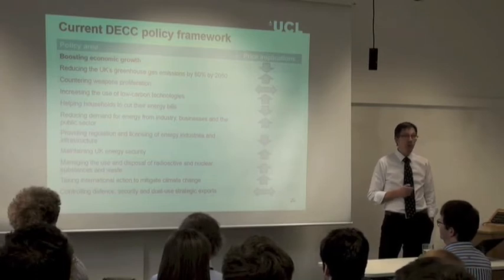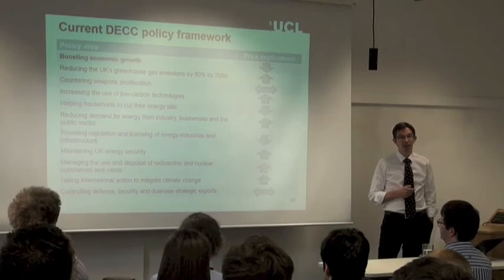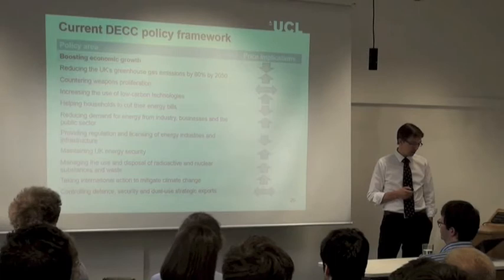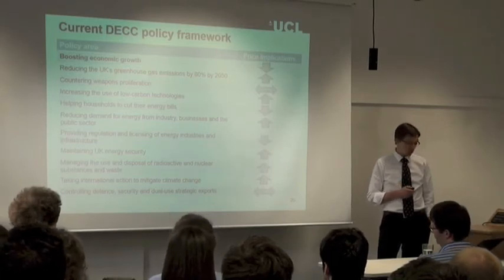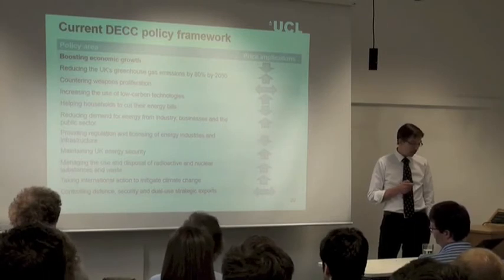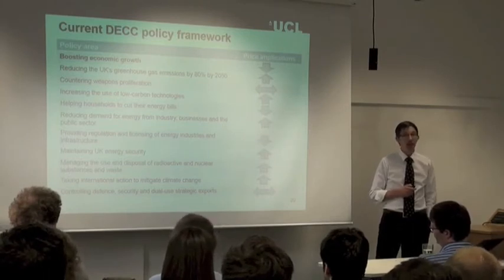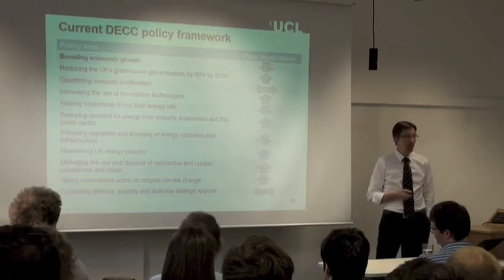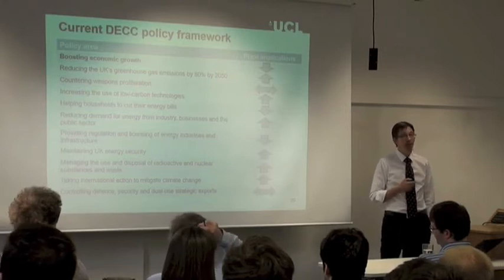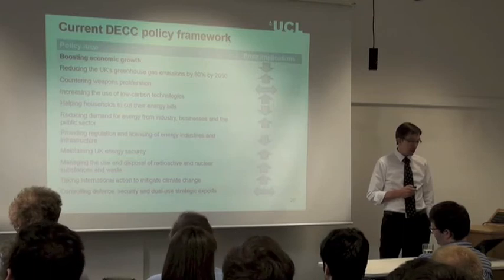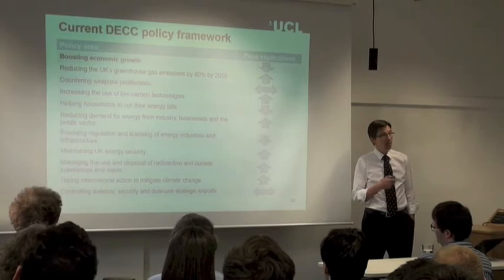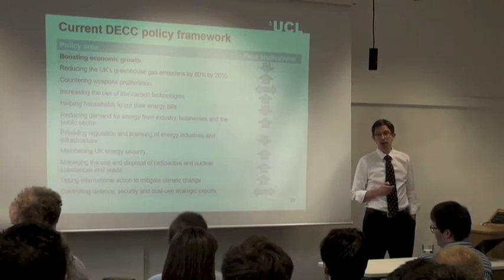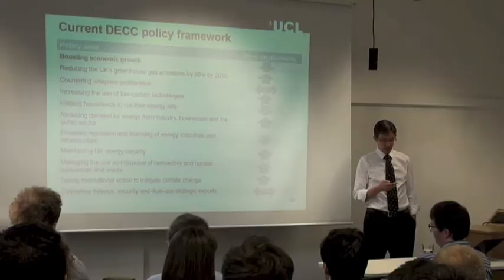Countering weapons proliferation, I don't think necessarily has that big an impact on energy prices in the UK. But if we go through the other ones, we can just pick out a few. If you actually want to support new technologies, you want prices to go up in the short term. If you want households to cut their energy bills, you want prices to go down in the short term. If you want to guarantee energy security, that's probably going to be more expensive energy, and so on and so forth. So even just looking at a very first order, zero order analysis of energy price implications, you can see how complex this is.